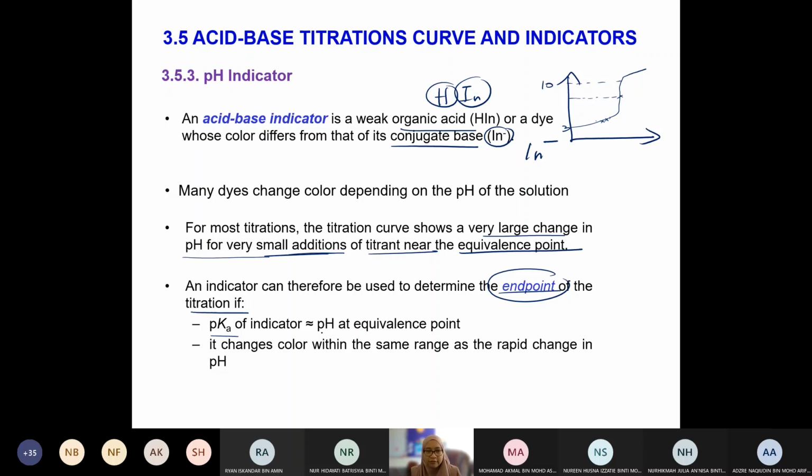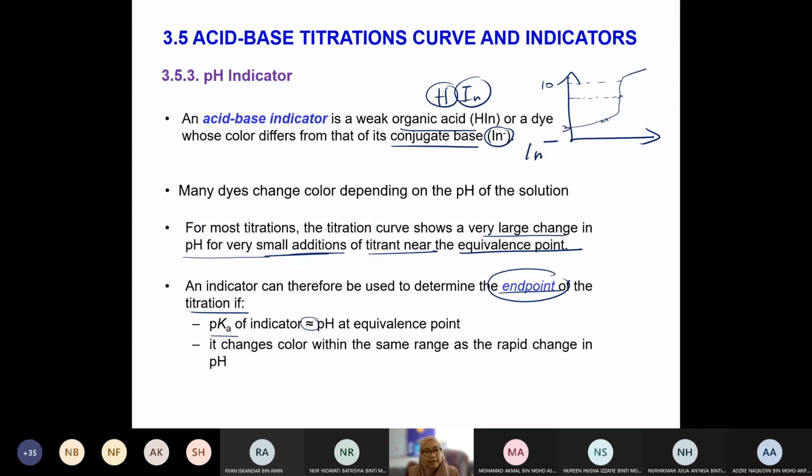Okay, dia kena lebih kurang sama. Dia pun kata lebih kurang sama kan. Kalau exactly the same, even better. Tapi kalau tak dapat sama, lebih kurang sama pun consider okay. Okay, tips number 1. pKa is equal to pH at equivalent point, pH of the acid and base itulah.